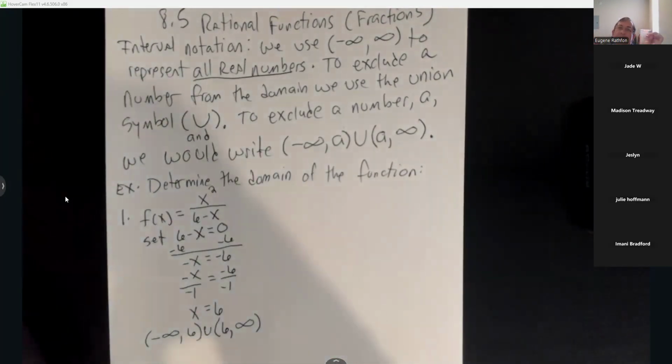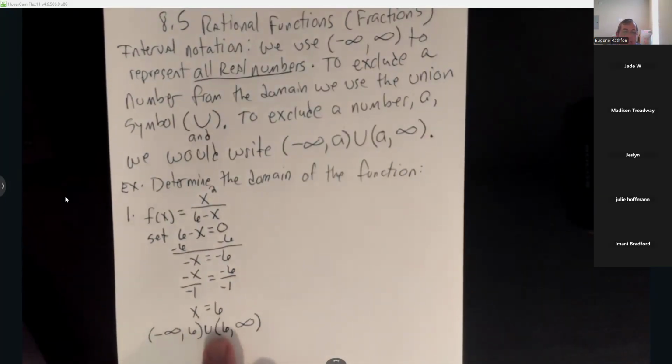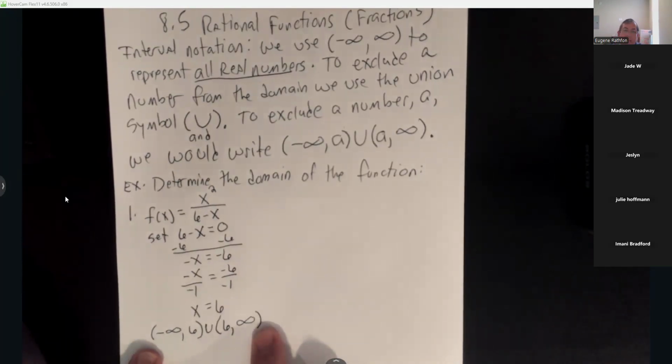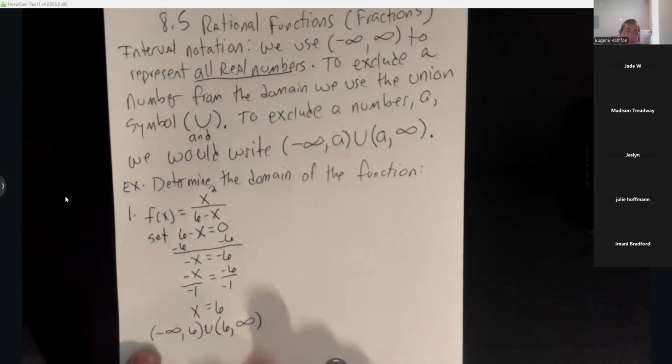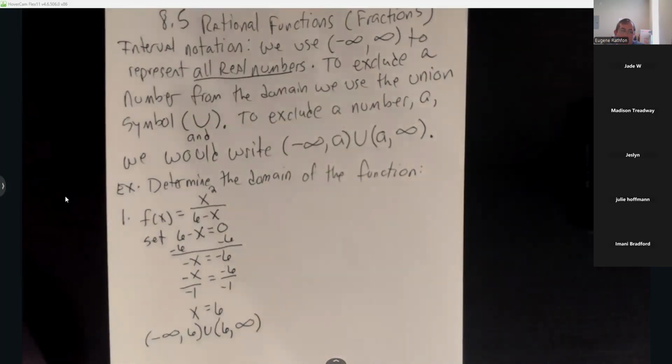Remember when we were doing the less than or equals, greater than or equals with the radical stuff, when I included the number, I used brackets, okay? So brackets include the numbers, parentheses exclude them. And y'all, you just got to remember, infinity always has curvy parentheses, because there's no stopping point. It just keeps going and going and going, okay?